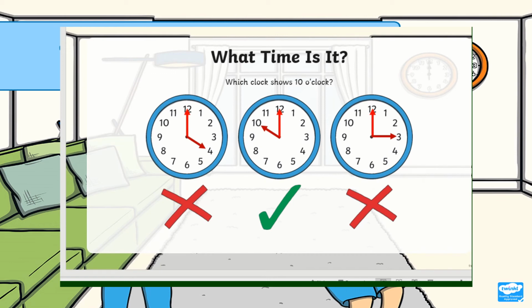Maybe you could draw a clock and get an adult to write the numbers on a clock and to draw a time on it, an o'clock time, and then you write the time underneath. I would love to see some of that work.